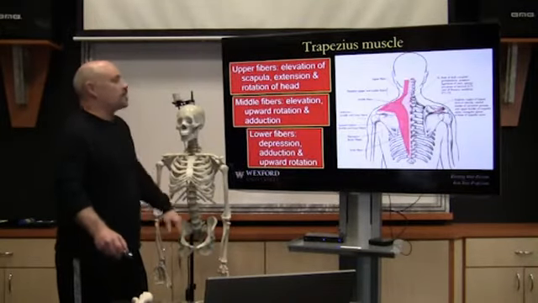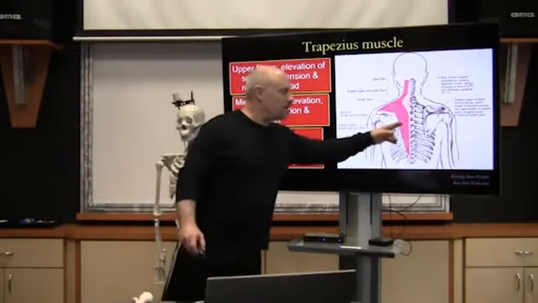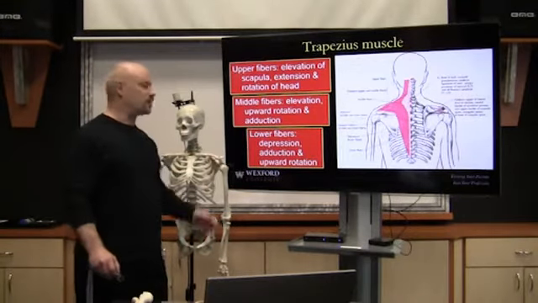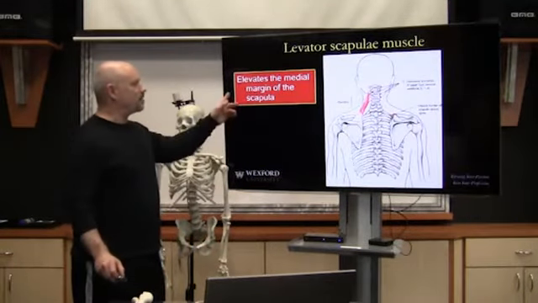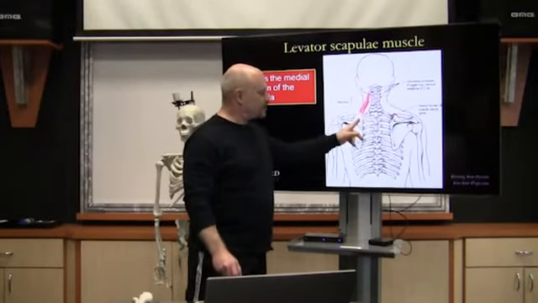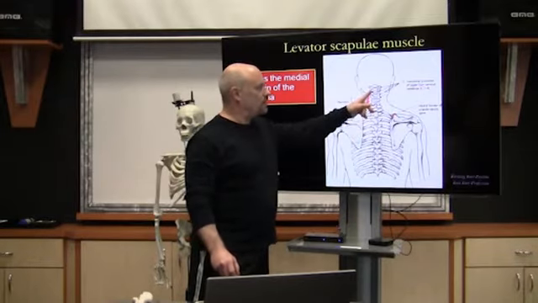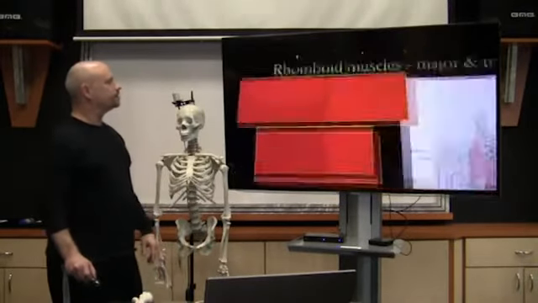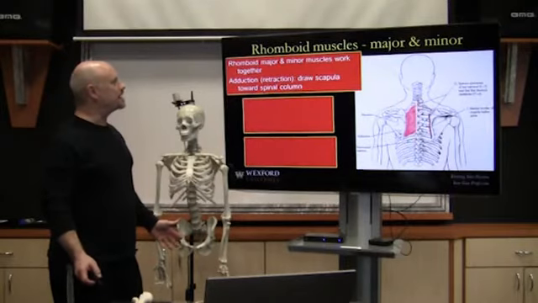Now the lower fibers cause depression of the scapula and adduction, helping pull it together, especially the upper fibers of the lower part of the traps, or traps number 4, and they also cause upward rotation, which we talked about before. The levator scapulae elevates the medial margin of the scapula, because if you look at it, it's deep to the trapezius muscle, and attaches to the shoulder blade and to the upper part of the cervical spine, vertebral column, and only causes elevation.